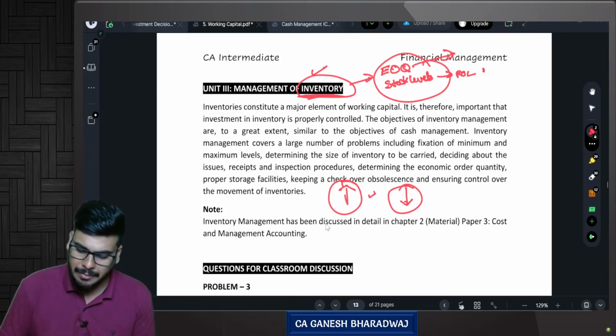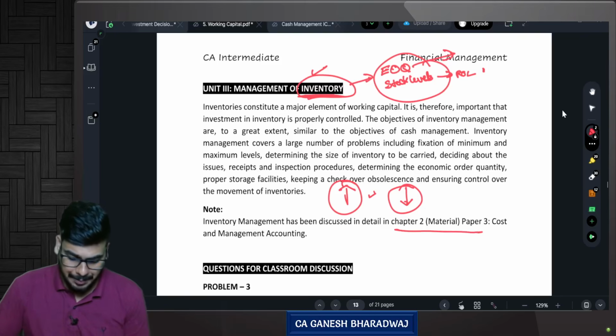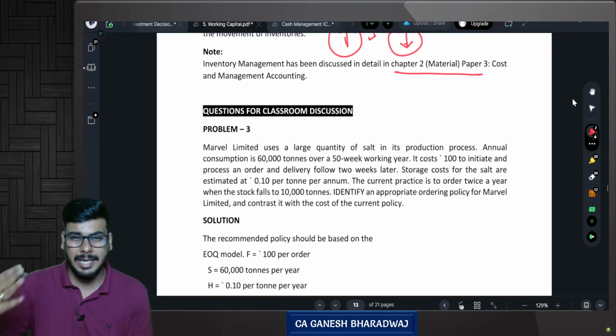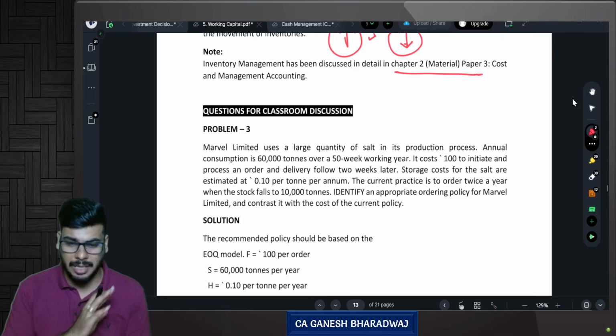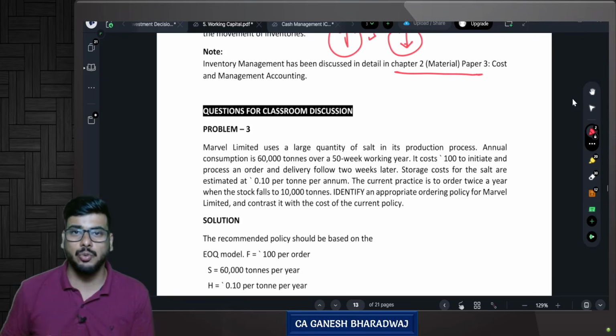That's why inventory management has also been discussed in detail in chapter 2, that is the material cost chapter. Clear? So now we will just do one question in this particular area. Technically, it is covered in costing, nothing related to your financial management. It's covered in costing, but anyways, I will just do this sum just so that you can get a hang of it.